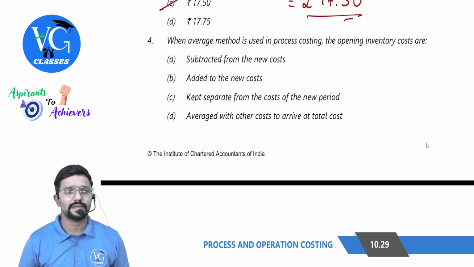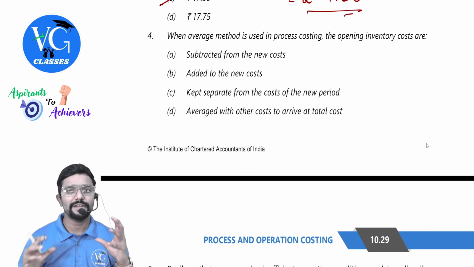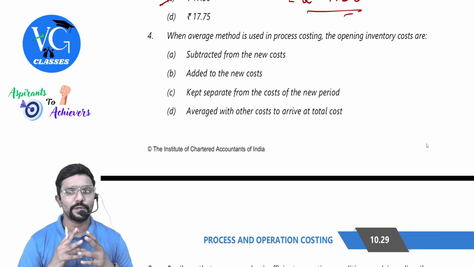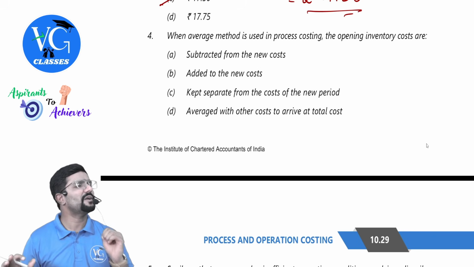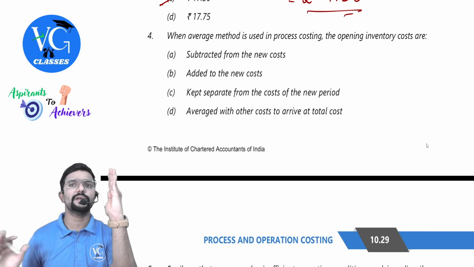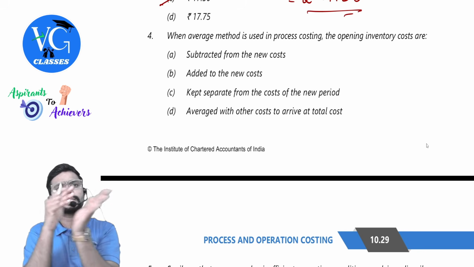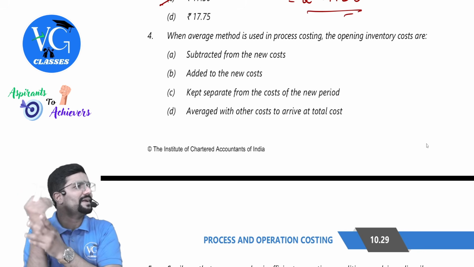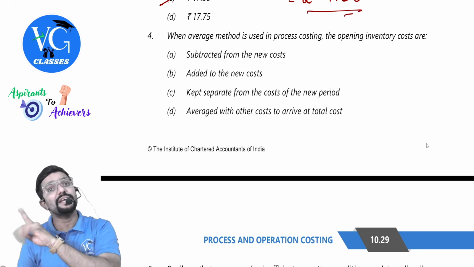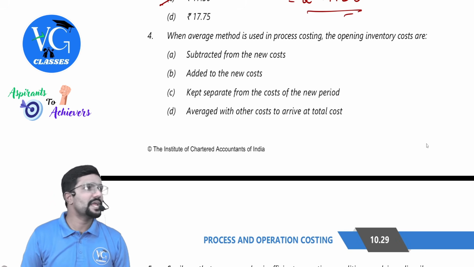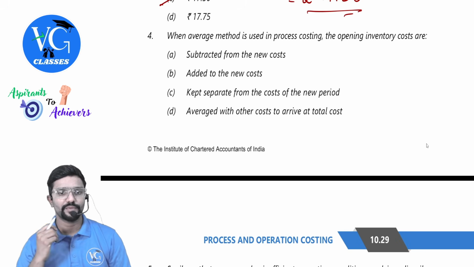Okay, so next, coming to the fourth one. When average method is used in process costing, the opening inventory costs are dash. When average method, opening inventory, should we add it, guys? Yes. What do we do? We will take opening WIP cost plus the current period cost and calculate the total divided by equivalent units to get what? Weighted average price per equivalent unit.